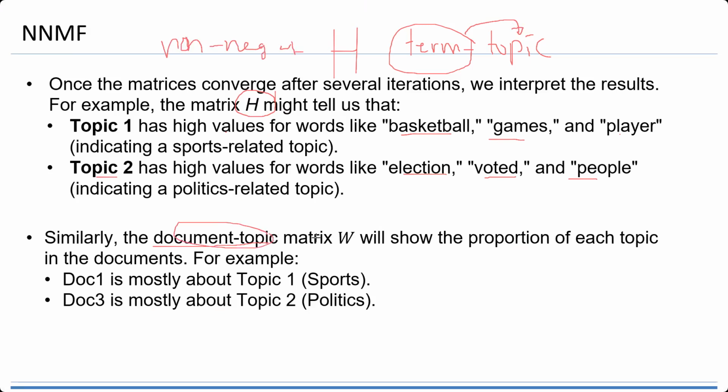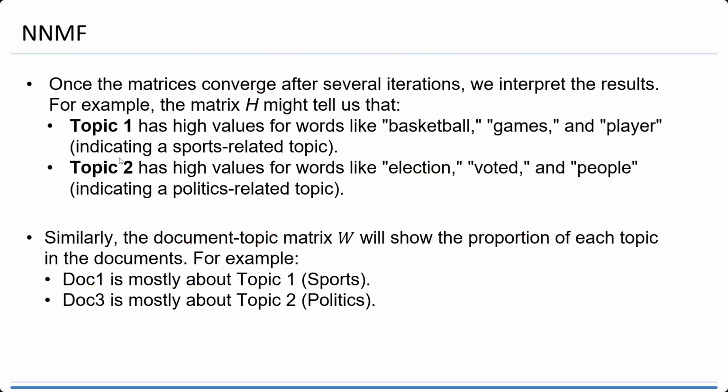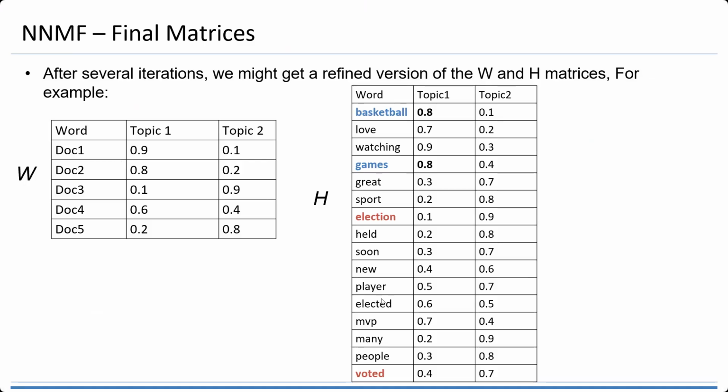The document-topic matrix means we have documents and topics, so we can look at which document is close to a particular topic. For example, maybe doc 1 is more about topic 1, related to sport, and the other document is more likely topic 2, politics. So at the end, usually we can get matrices like W and H, and we can do the interpretation.